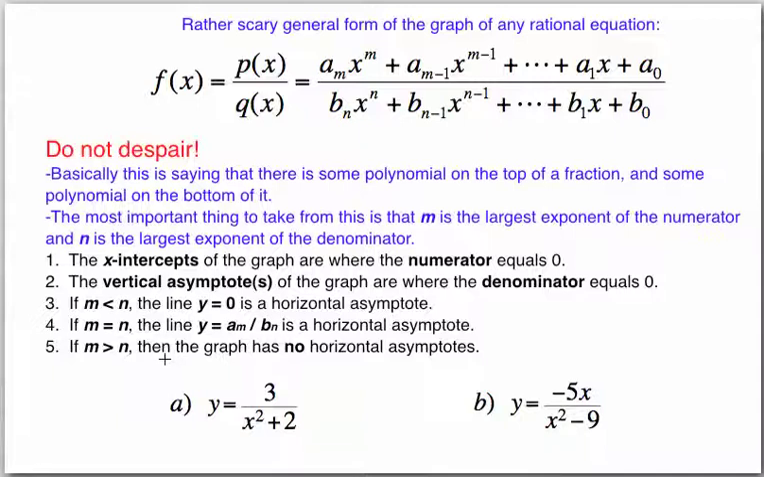It also has the end behavior of am over bn times x to the m minus n, but we're not going to be looking at graphs like that, so I didn't want to spend too much time there. These are some examples of the kinds of things that you'll see, which look much more friendly than this crazy thing up here, but these are just examples of the kind of equation we're talking about.